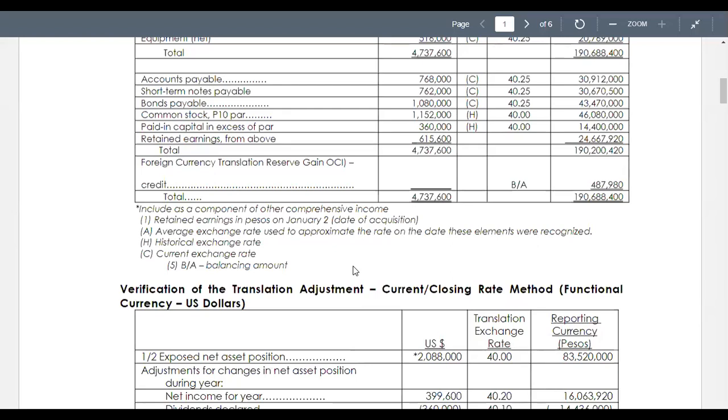Okay. Now, will you work on your seat work, Roman numeral number 5? I'll give you 5 minutes for this. Zoom will end.